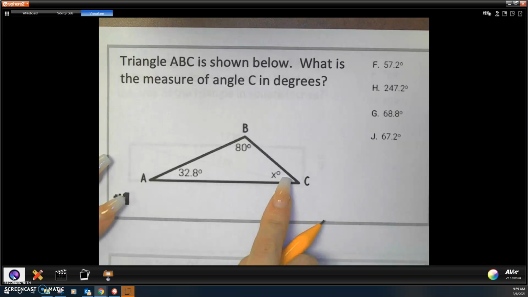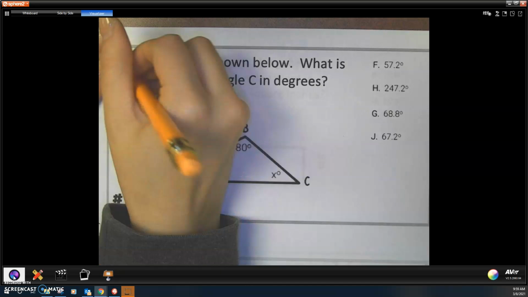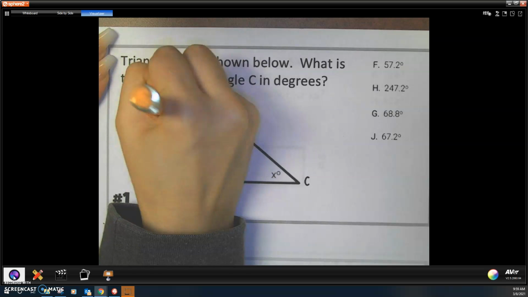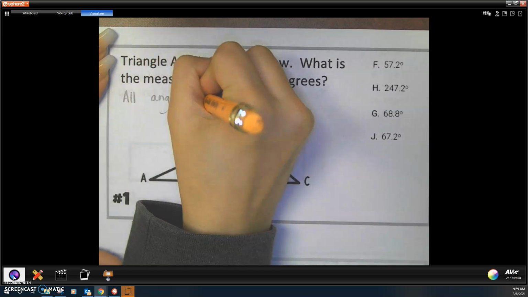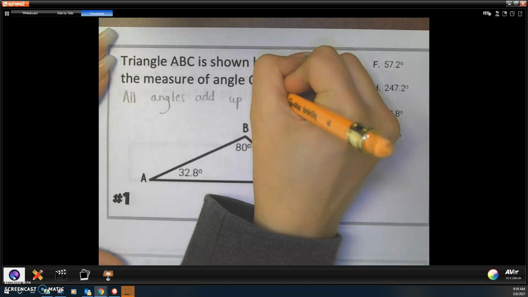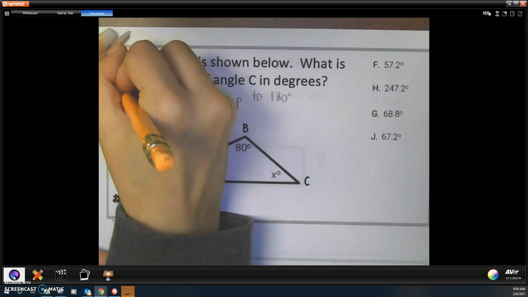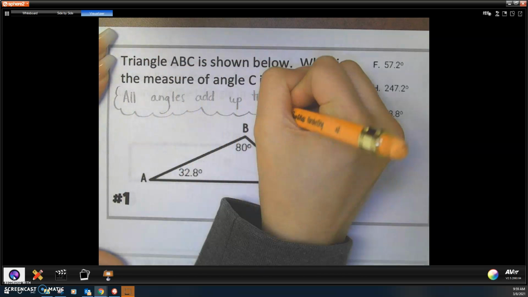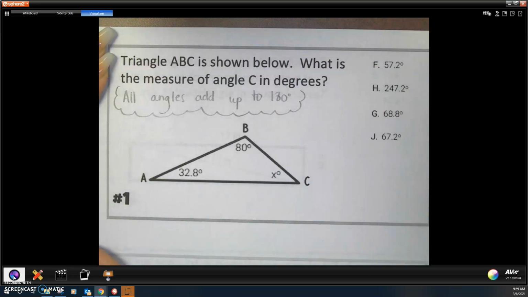So we're looking for the missing angle. So one thing we need to remember is that all angles add up to 180. And I'm going to put that in a bubble so that I remember that for my test tomorrow. You need to remember that.